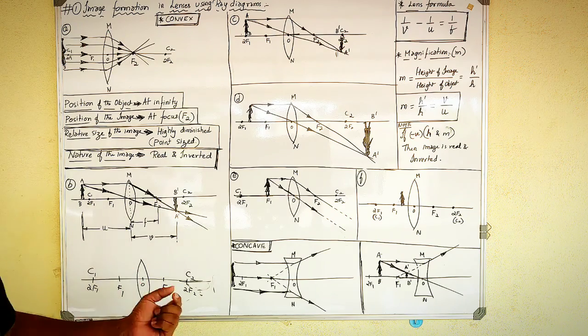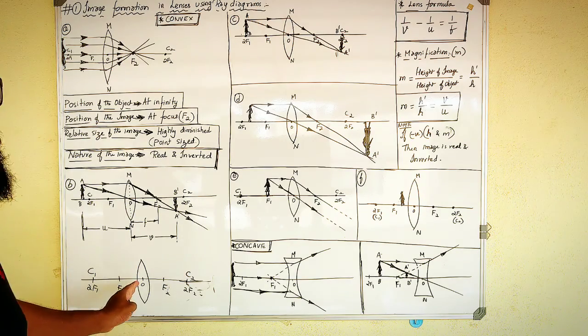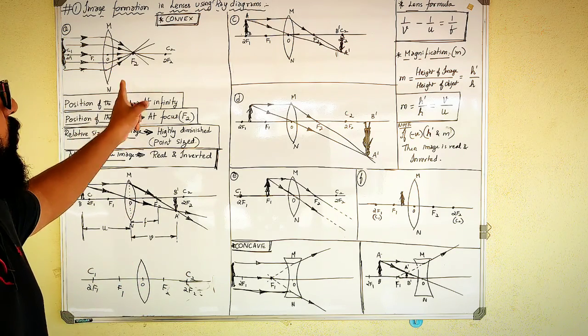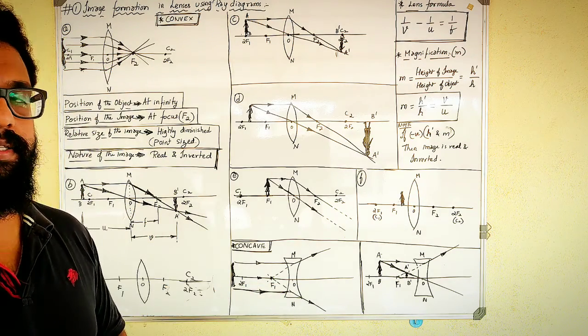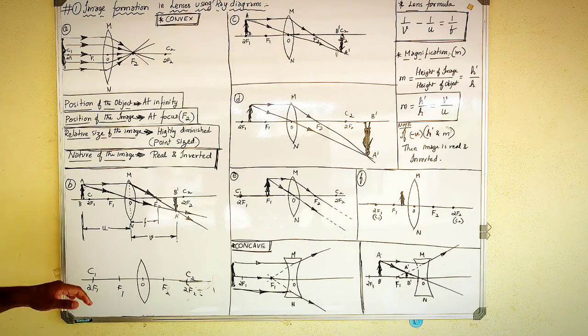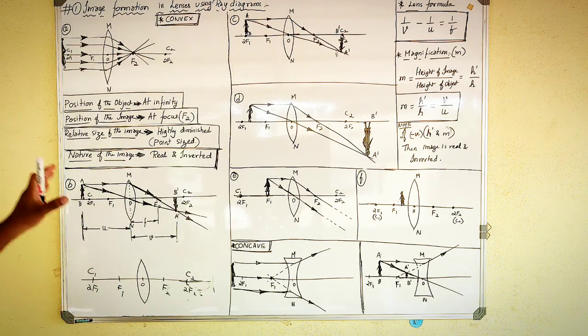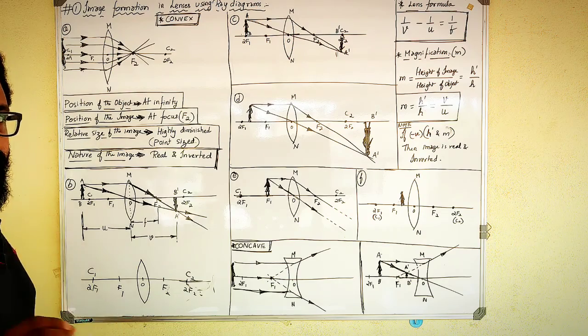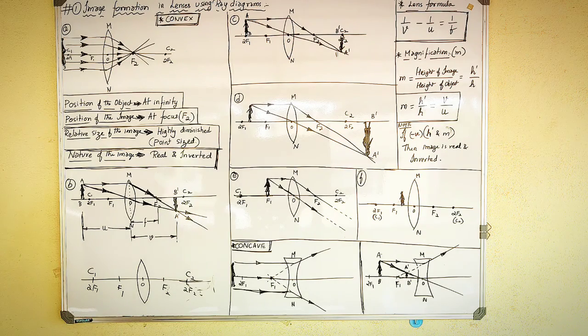That is, the optic center should be clearly visible, and the type of lens should be clearly mentioned, whether it is a convex lens or a concave lens. Fine. So now I'll move on to the first diagram. I have explained to you all what to do for drawing the diagram. Please follow the procedure exactly.